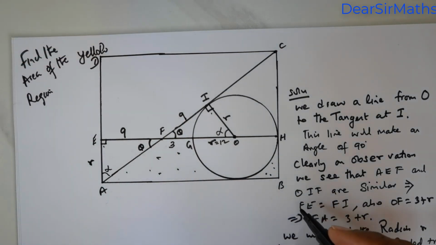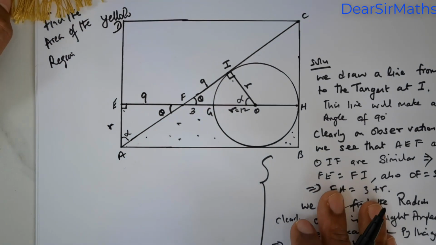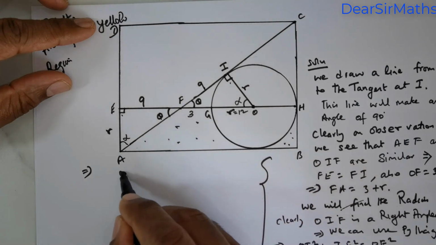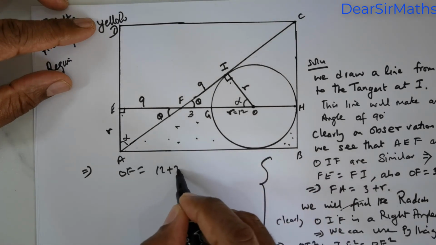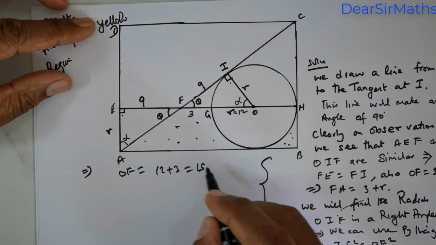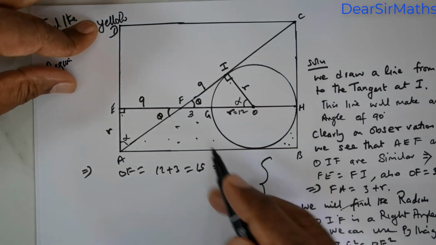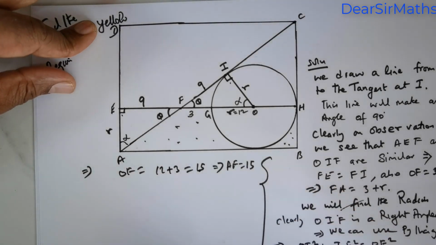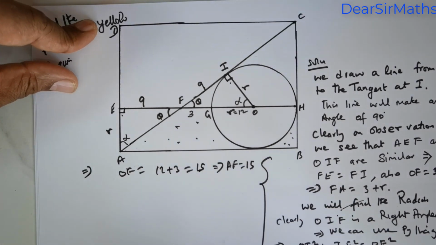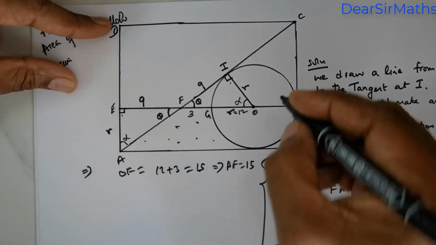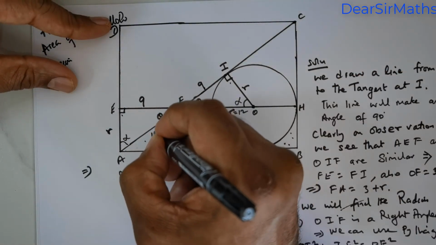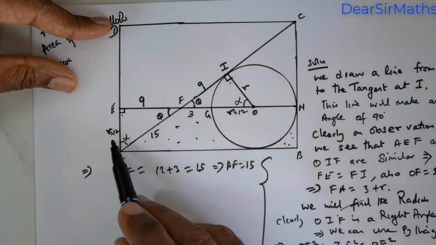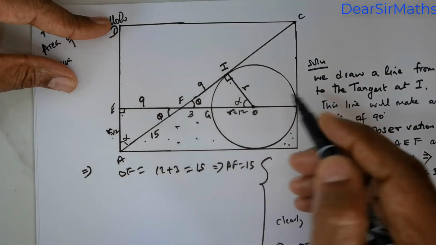So let me use this space here. So this would mean OF is equal to 12 plus 3 is equal to 15 units. So that would mean my AF is equal to 15. Now let me just place that 15, and this is equal to 12. So 9, 12, 15. Now this is theta.